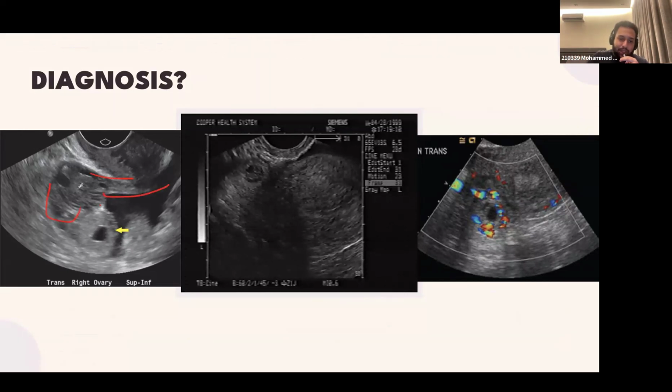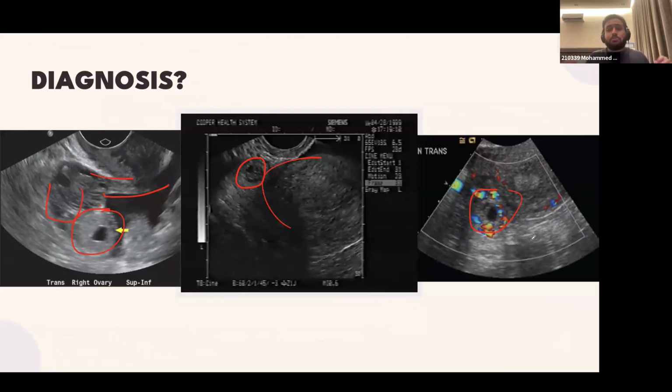This is where the ovary is. Is it supposed to be here? No. Okay. This is the uterus. This is the ectopic pregnancy. Is it supposed to be there? It's supposed to be in here. Why is it outside? Okay. Ectopic pregnancy. Here, same thing. Now, how do you diagnose it?